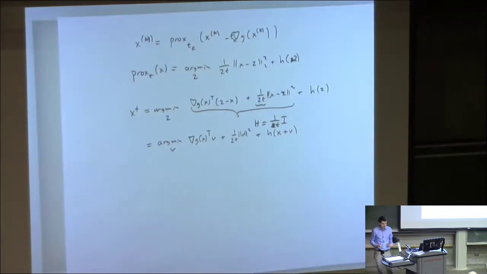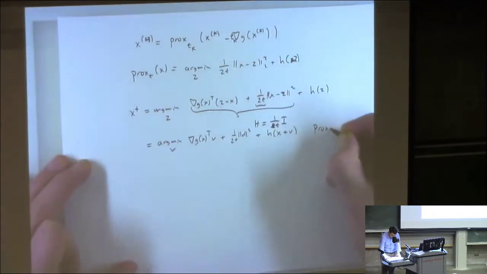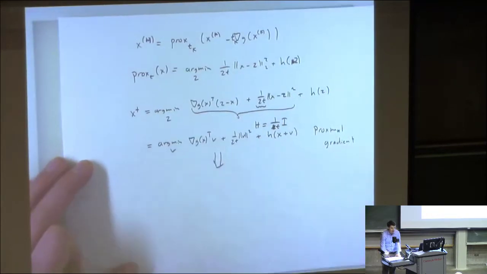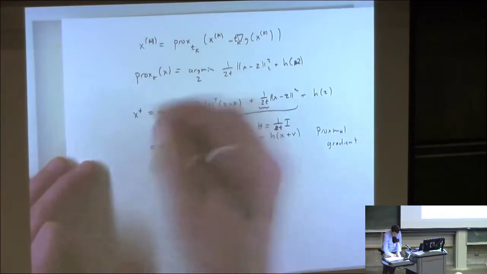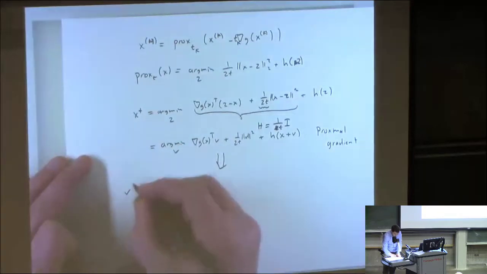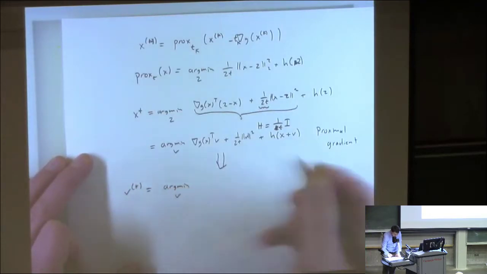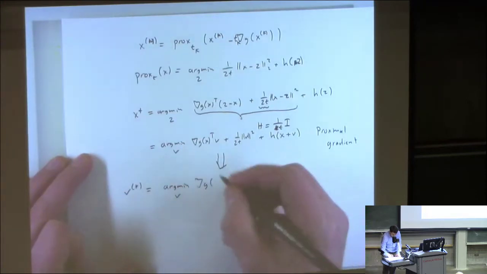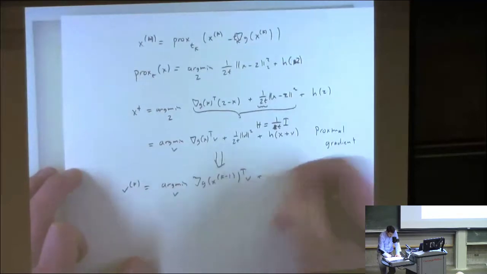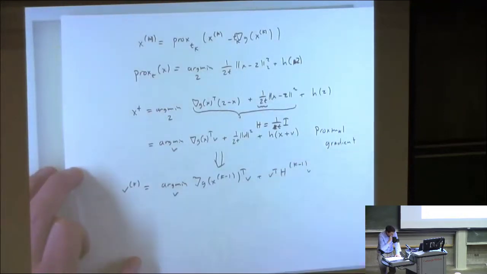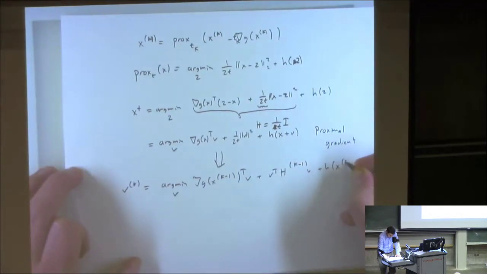I'm just noting that you can write the original proximal gradient descent like this, and we're going to write the Newton version in the same way. So this is proximal gradient. What we're going to do is write the same thing, but replacing this term here with the actual Hessian. So we would like to have the update: v_k equals the argmin over v of the gradient of g transpose v, plus, instead of this term, the actual Hessian: v transpose H_{k-1} v, and then plus h of x_{k-1} plus v.